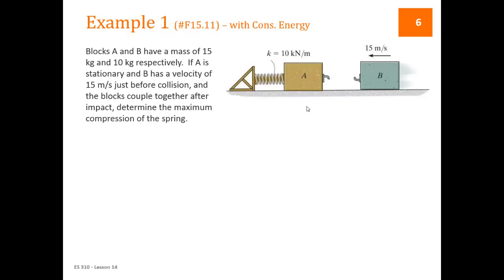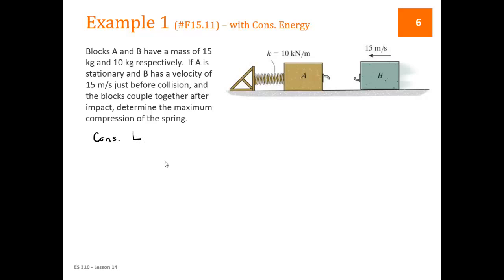So there's two parts to this problem. First, there's conservation of momentum, because there are no external forces that are causing an impulse, that are causing a change in momentum. The only change in momentum is going to be caused by B hitting A, which is internal to our system. So first we're going to use conservation of momentum. Then we're going to use conservation of energy because we have to deal with this spring. So let's start with conservation of momentum.